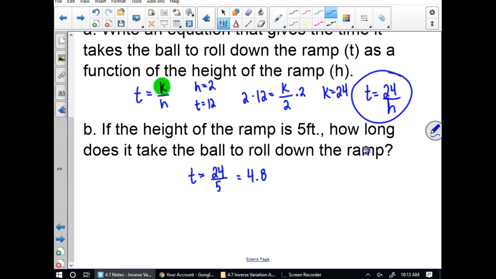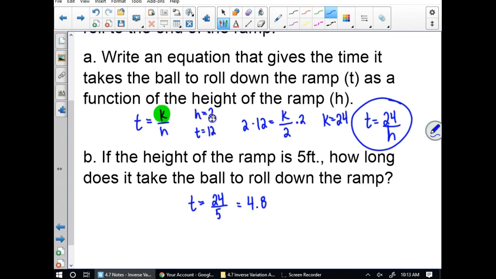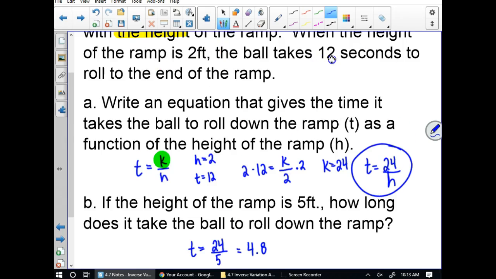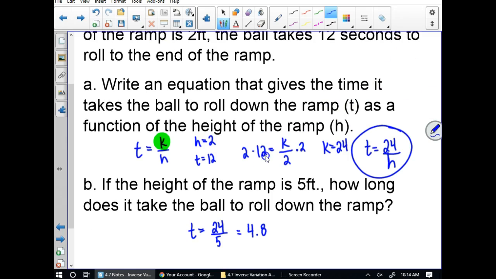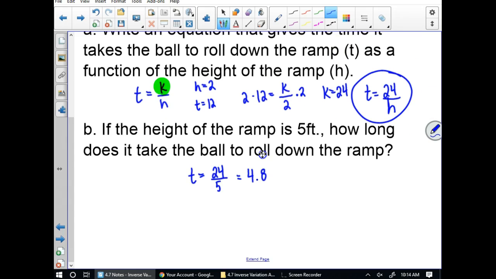It's always 24. And you'll see, if you do 24 divided by 2, you'll get the 12 that you were supposed to get for the height of 2 feet is 12 seconds. So it'll work for any height that you have for the ramp. Okay, questions? All right, let's do another one.